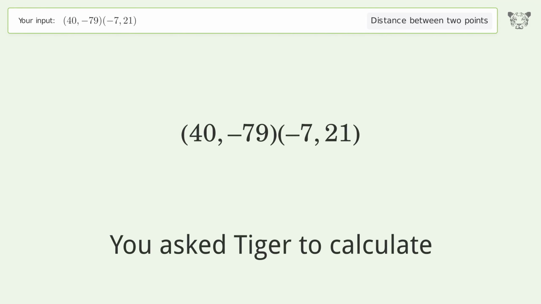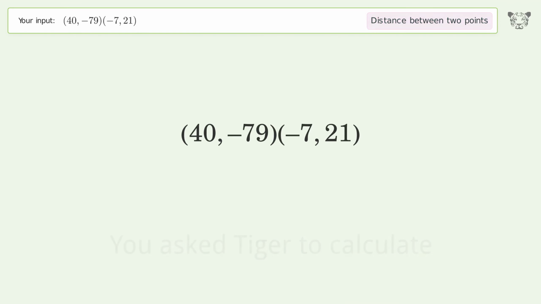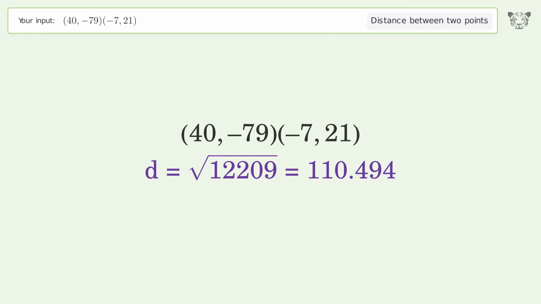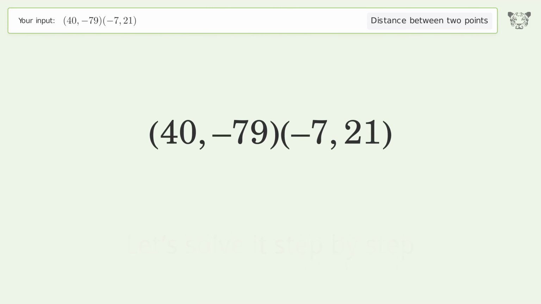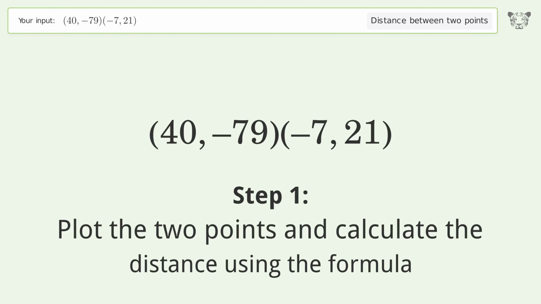You ask Tiger to calculate. This deals with the distance between 2 points. The distance between the 2 points is the square root of 12,209 or 110.494. Let's solve it step by step. Plot the 2 points and calculate the distance using the formula.